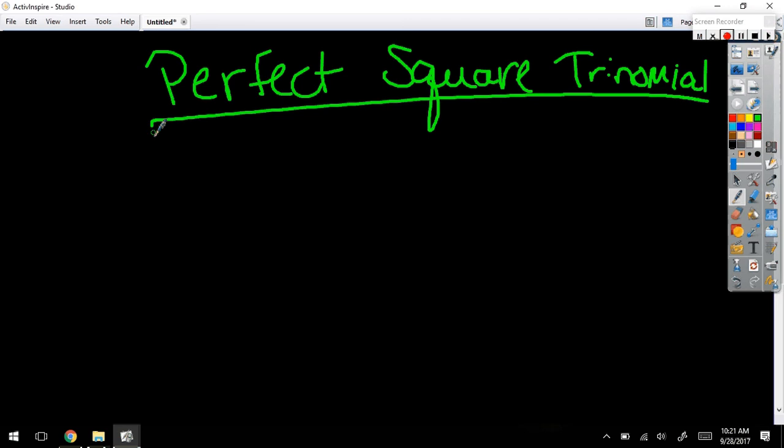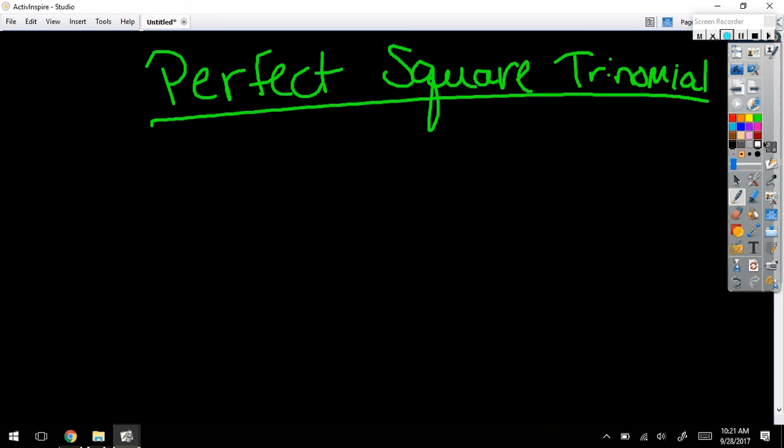Perfect square trinomial. Every time I put something new, everybody's like, oh my God, we're learning something else. But it could be easy. All right, perfect square trinomial. Trinomial means 3 pieces. We've already established what perfect square means. Stay with me before you shut down on this.